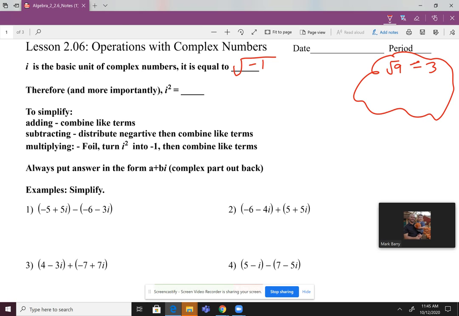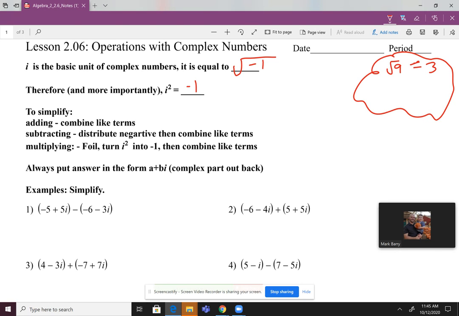Okay. More importantly, though, we know that i equals the square root of negative 1. i squared, though, is actually equal to just negative 1. So i squared is actually real. This actually makes sense. If i is the square root of negative 1, we learned last section that when you square a square root, they cancel each other out and you're just left with whatever is inside, correct? And so in this case, when we square the square root of negative 1, it just turns into negative 1, which is i squared, okay? So that's kind of the basics here.